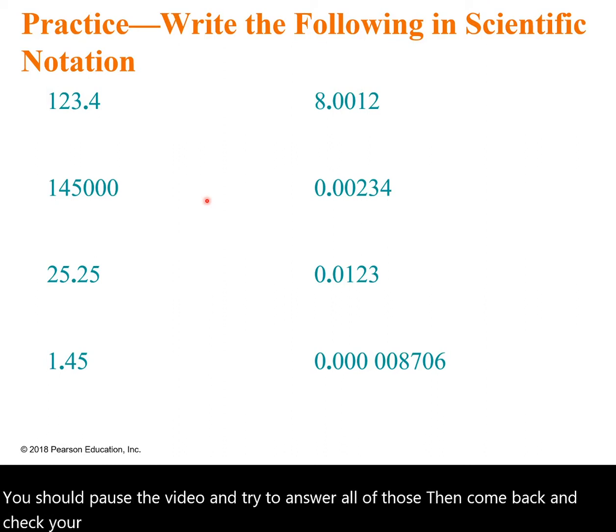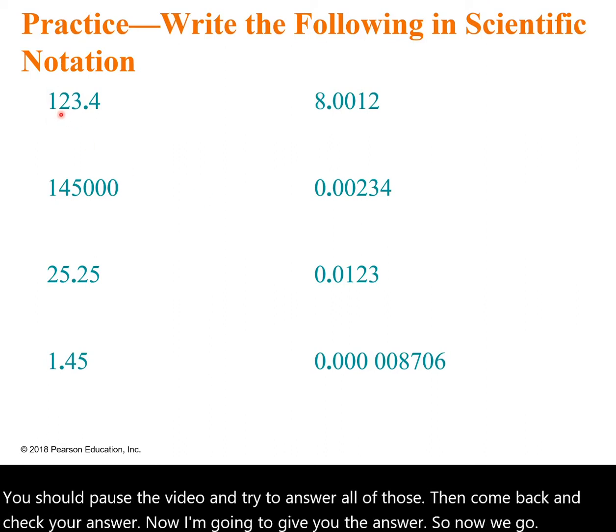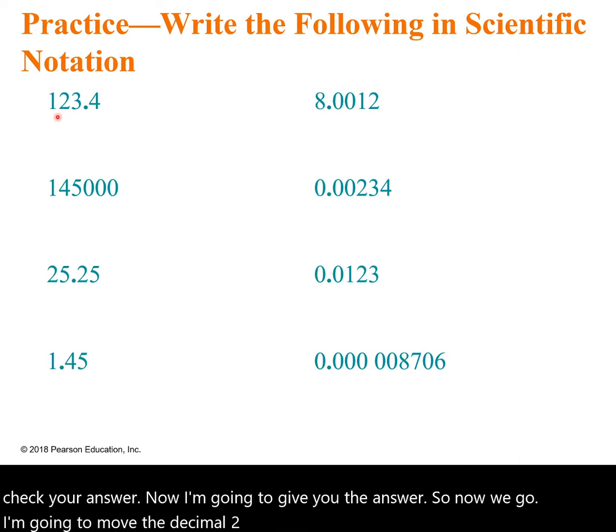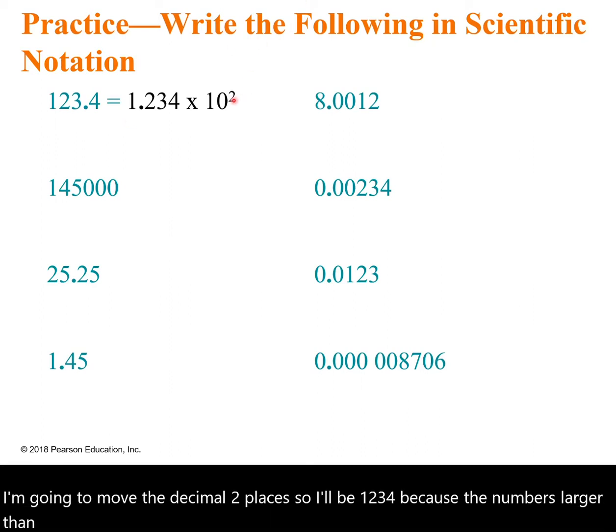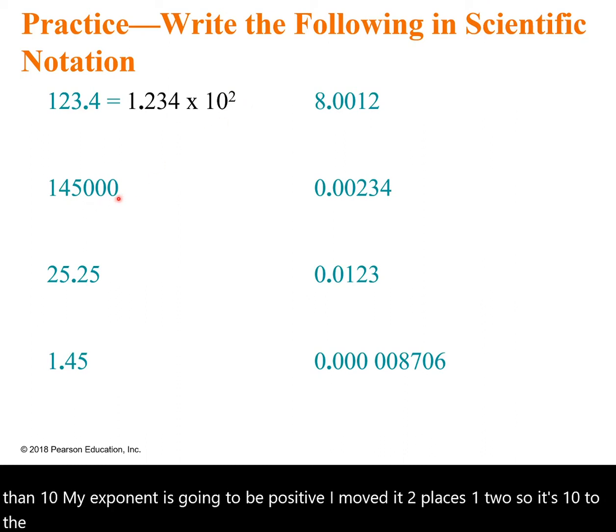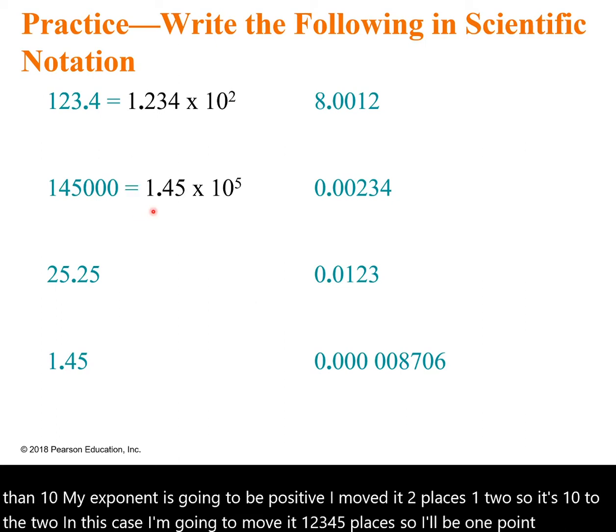Now I'm going to give you the answer. So now I'm going to move the decimal point 2 places. So it'll be 1.234. Because the number is larger than 10, my exponent is going to be positive. I moved it 2 places, 1, 2, so it's 10 to the 2. In this case, I'm going to move it 1, 2, 3, 4, 5 places. So it'll be 1.45 times 10 to the 5.